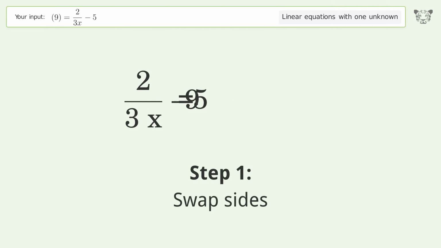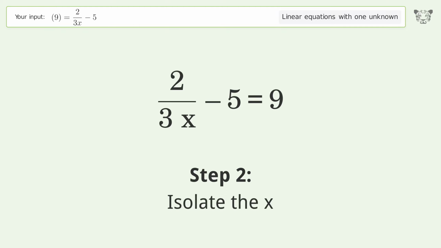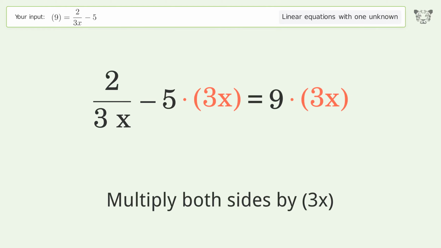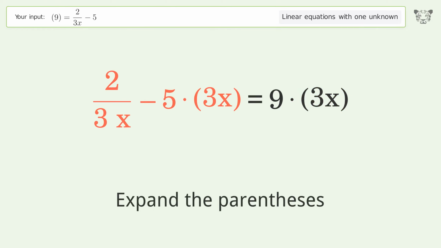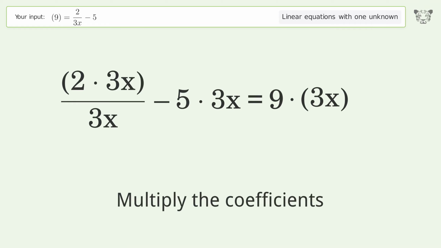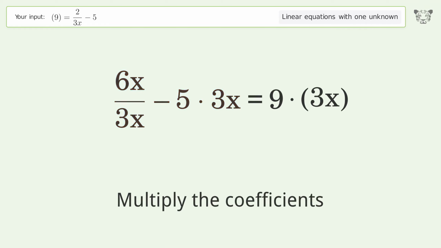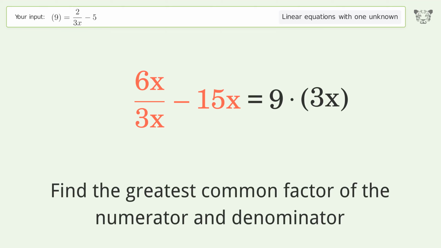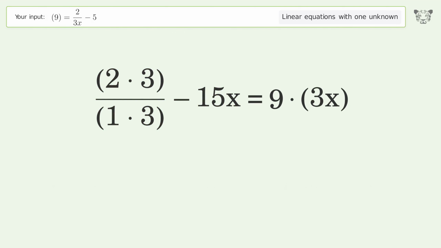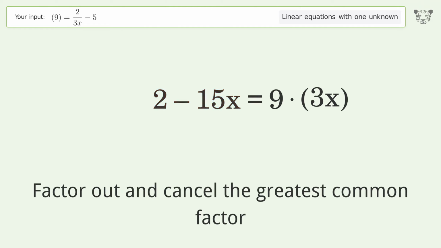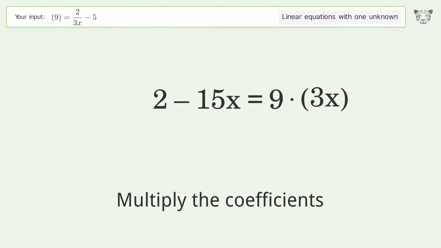Swap sides. Isolate the x. Multiply both sides by 3x. Expand the parentheses. Multiply the coefficients. Find the greatest common factor of the numerator and denominator. Factor out and cancel the greatest common factor. Multiply the coefficients.